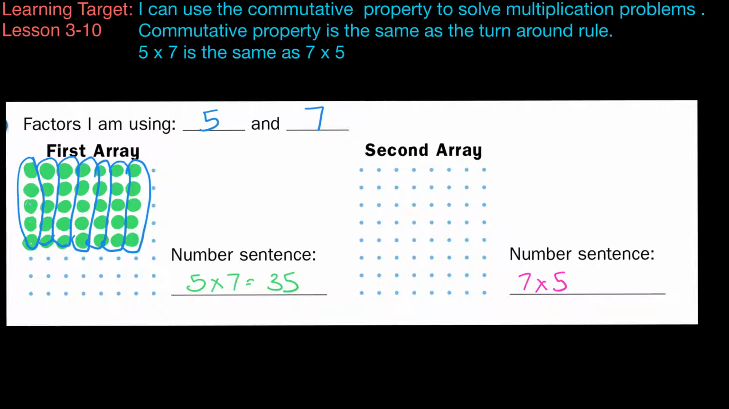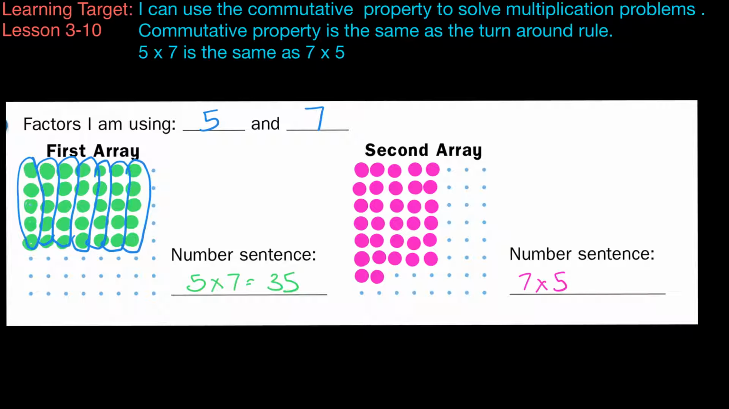So now we're going to make 7 rows. 1, 2, 3, 4, 5, 6, 7. And we need to put 5 in each row. So starting at this top row here, we're going to put 5 in each one of those rows, 1, 2, 3, 4, 5, and repeat for every row. So now we've got our array.